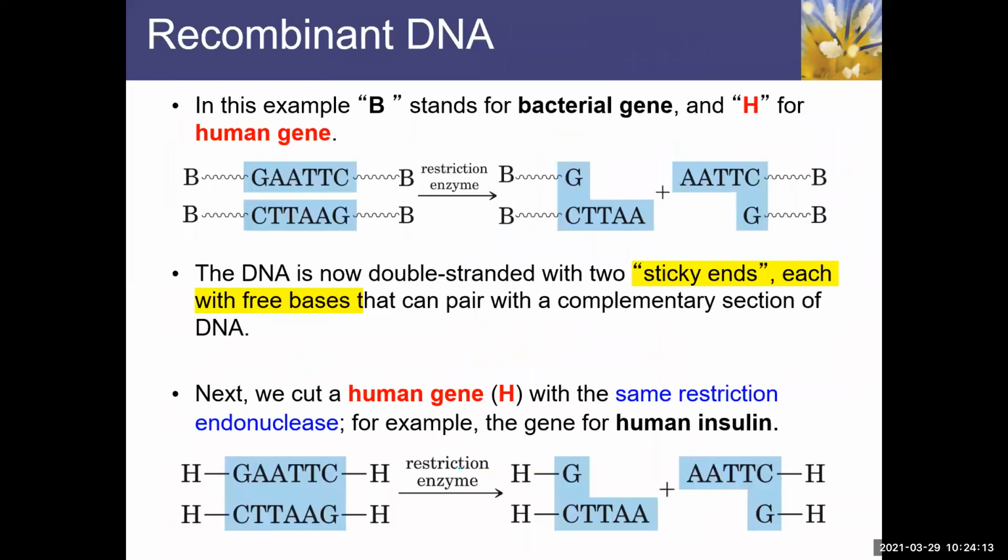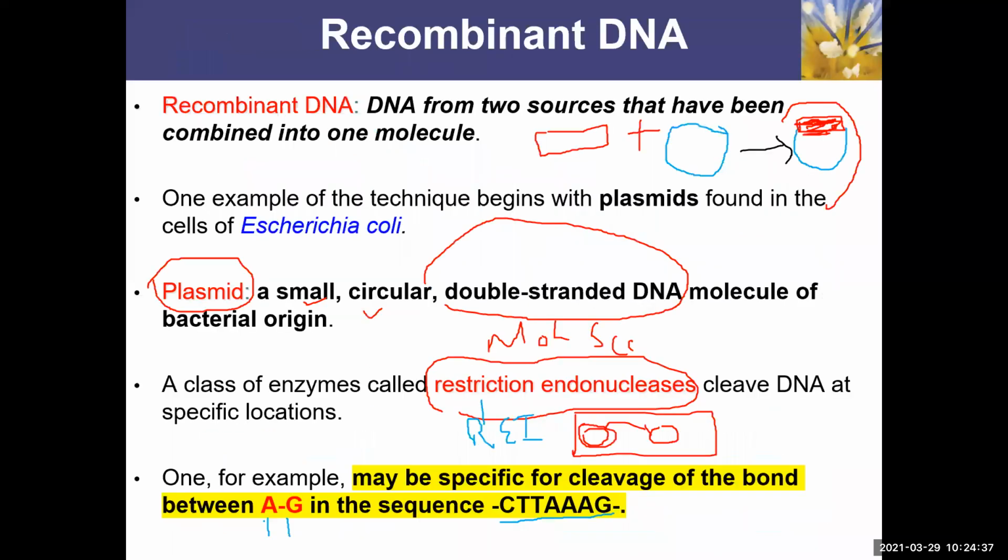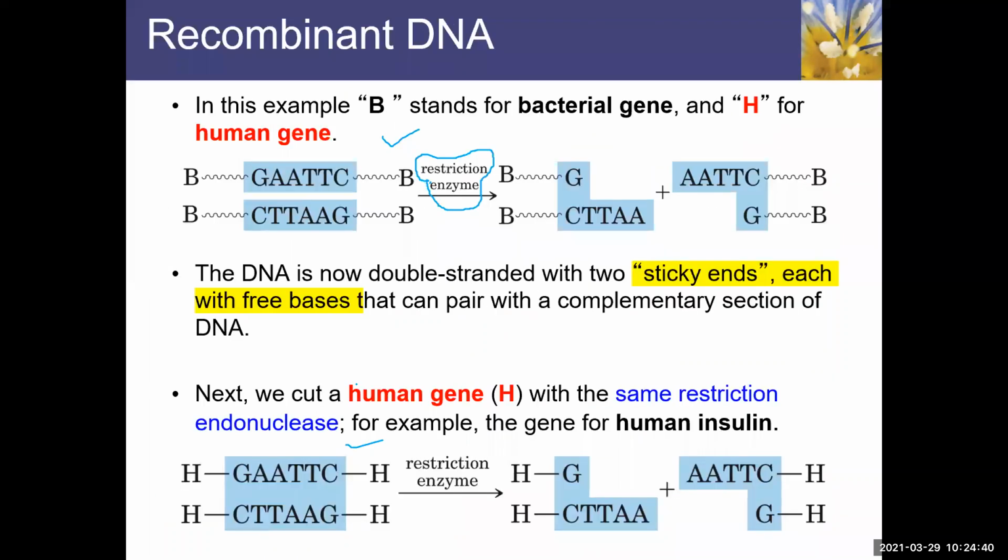Let's see the next slide. Look at this. This is my human gene. This is my bacterial gene. I had GAATTC, CTTAAG, like the complementary sequences. I use my scissor, which is called a restriction endonuclease. I told you that this one is specialized in cutting what? A and G. So wherever it finds A and G, it had A here, and G here. So it's going to cut here and here.